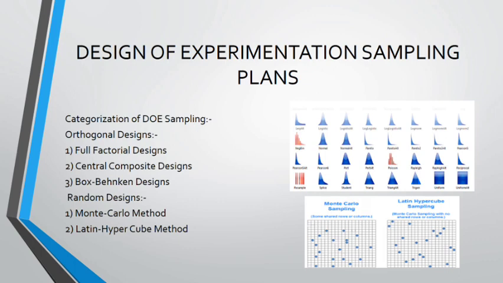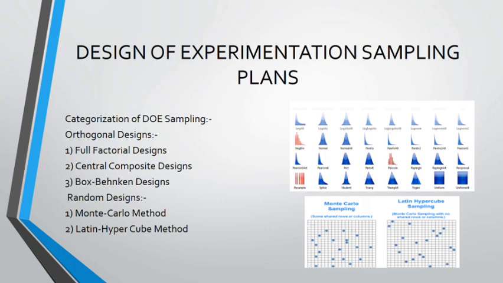Now let us talk about what design of experimentation is. Basically, before any experimentation, we have to create a very good plan so that we can get the maximum efficiency from the analysis. There are two main categories of design of experimentation sampling plans. First is orthogonal designs. In these, all the samples are taken in a proper orderly manner so that the whole sample space is covered. The different types of orthogonal designs are full factorial design, central composite designs, and Box-Behnken designs.